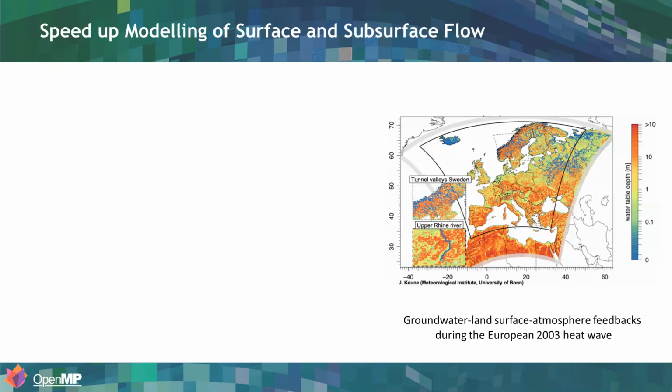The following use case is the speeding up of modeling of surface and subsurface flow. On the right, you see an image illustrating the computation of the modeling of the surface flow, coupled with the land surface and atmosphere, in the case of the European 2003 heat wave.